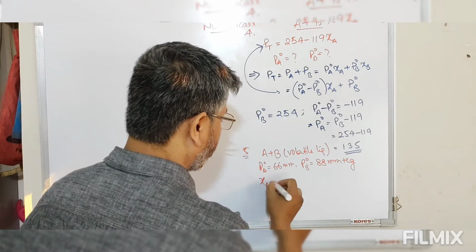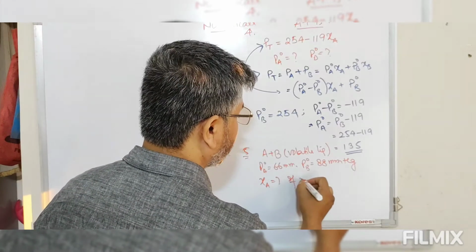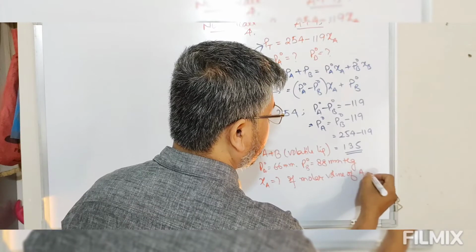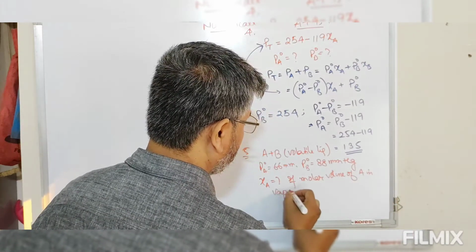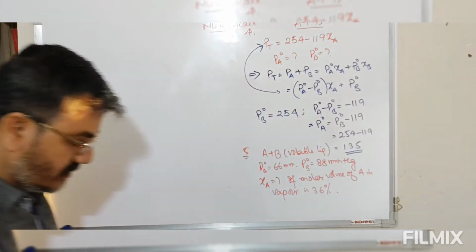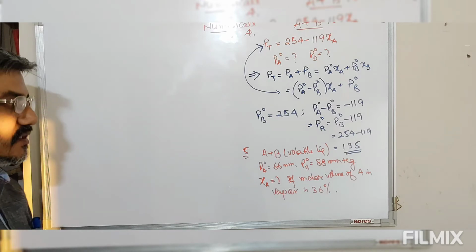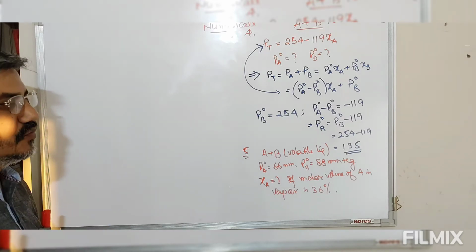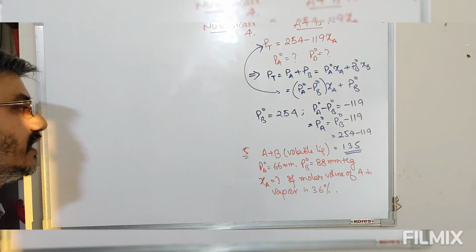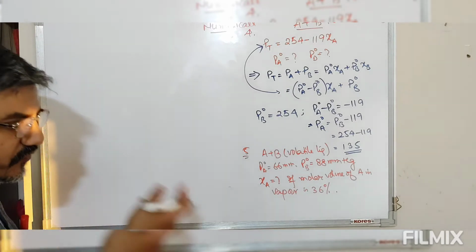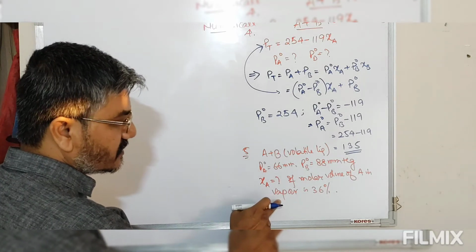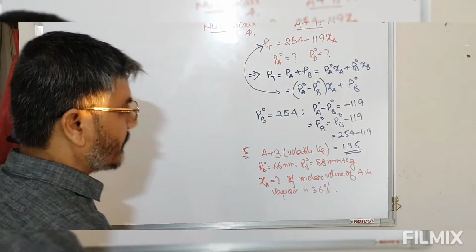Now find the mole fraction of A in the solution if the molar volume of A in vapor is 36%. So the question says we have a solution of A and B. Both A and B are liquid. Vapor pressure of A and B in the pure state is given to you. We have to find the mole fraction of A in the solution. Now look at this, the question gives the volume percentage of A.